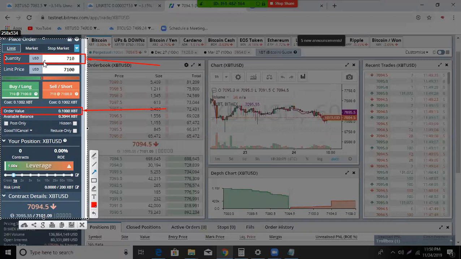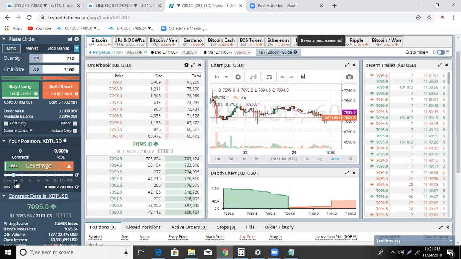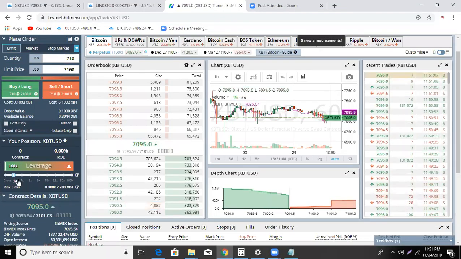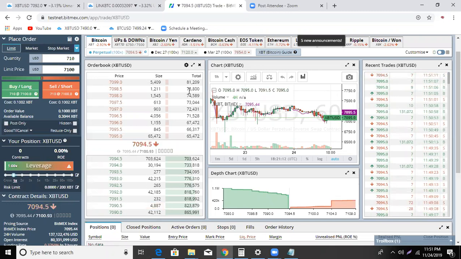This is equivalent to US dollar because in BitMEX we consider that one contract is equal to $1. So that means we are actually investing $710 in this trade. And this is our order value, that is 0.1 Bitcoin. Do you got it? Now the question is, what is the leverage I am using? Check it. I'm using a leverage of 1x. Are you getting me? I'm using a leverage of 1x.